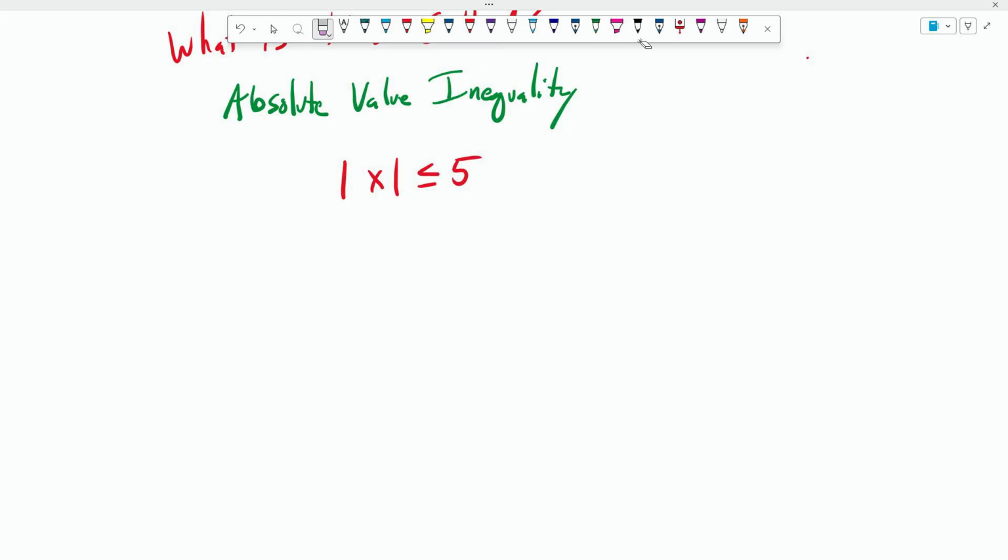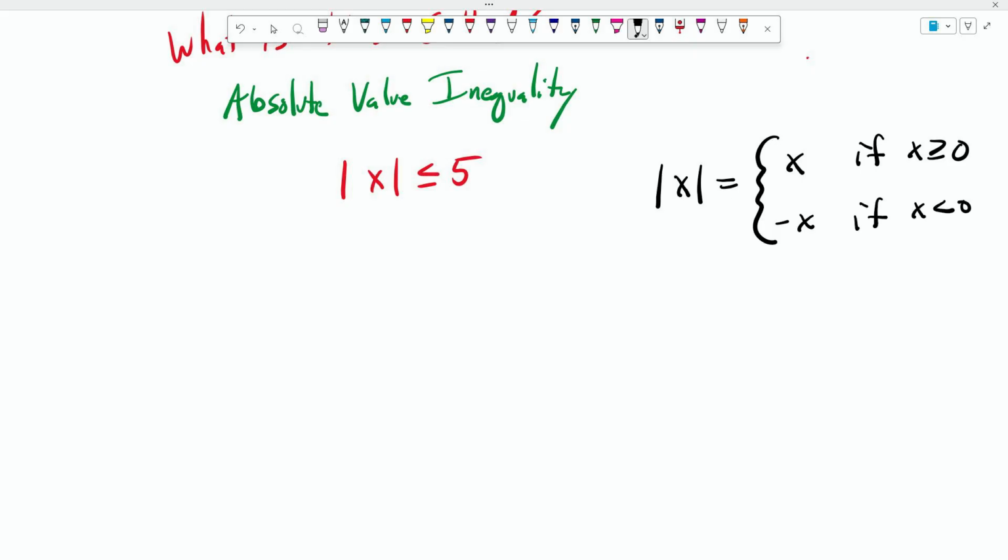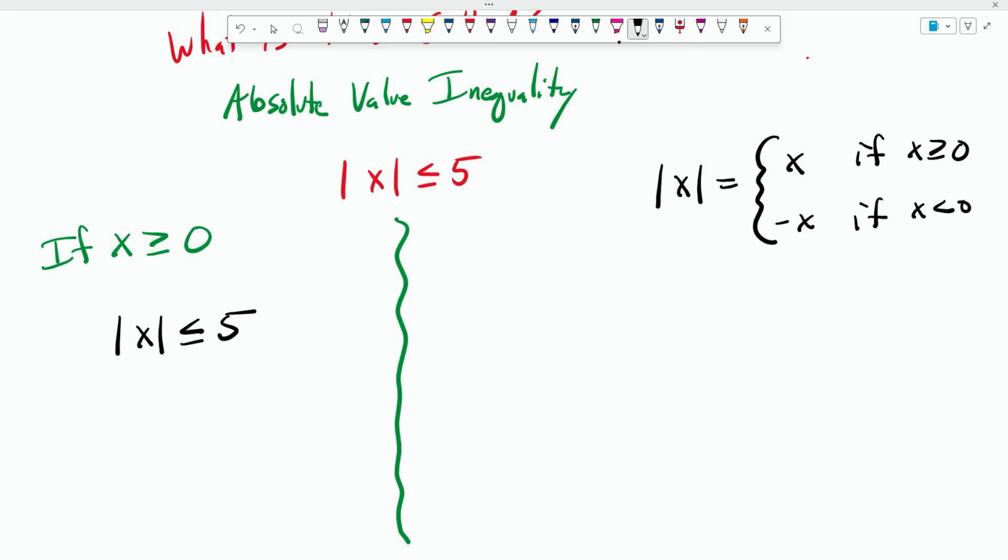First off, the absolute value of x is either x or negative x: x if x is greater or equal to 0, negative x if x is less than 0, right? Okay, so we're going to split this up into its two cases. If x is greater than or equal to 0, what can I replace the absolute value of x with? Just x. So I go x is less than or equal to 5.